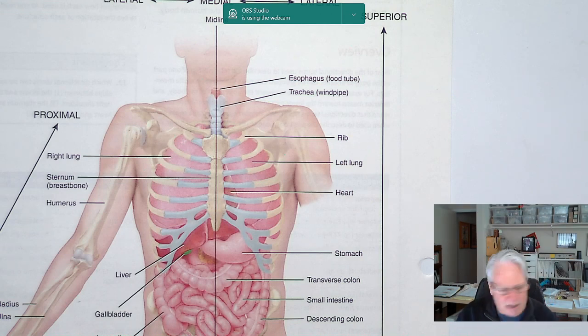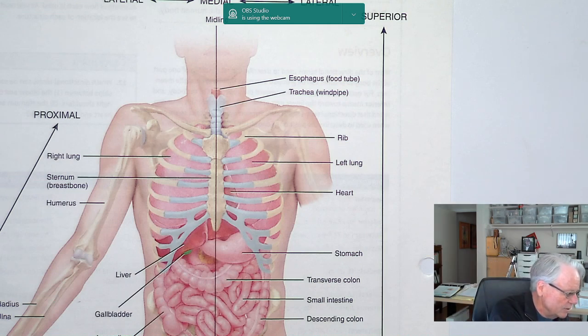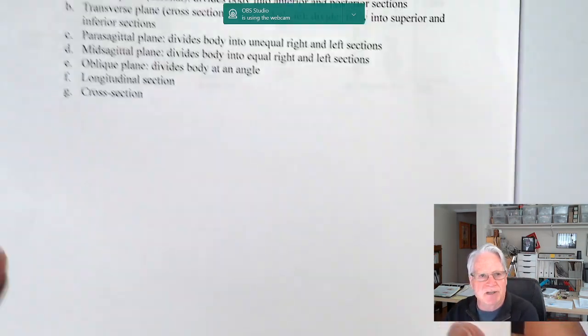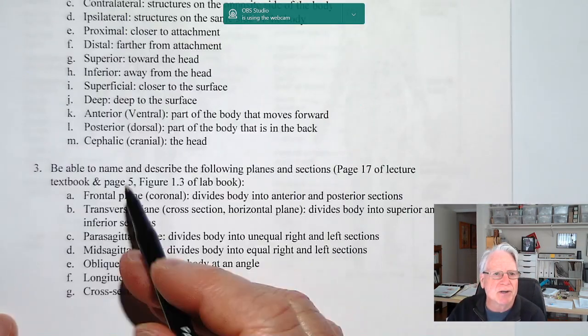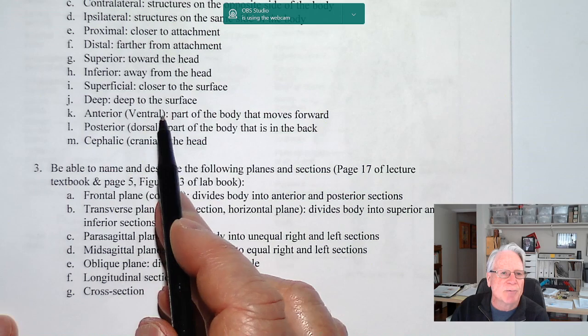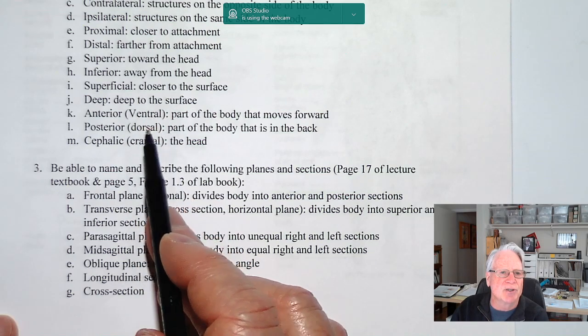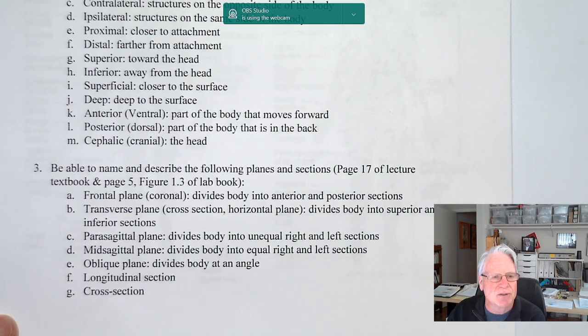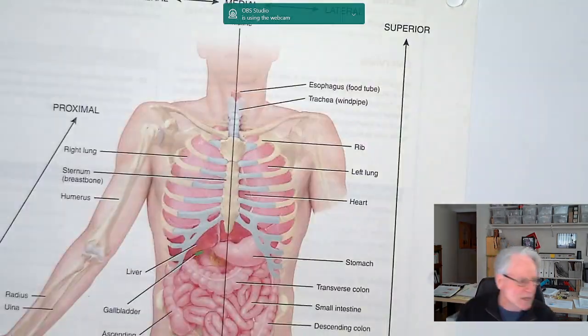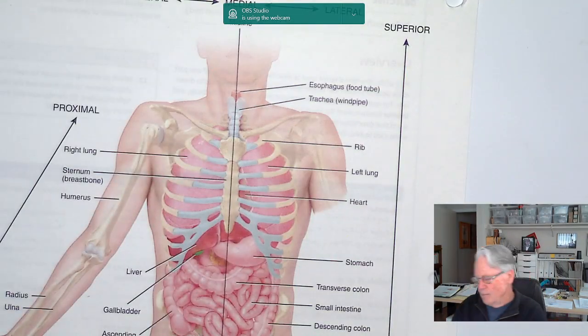Okay. Let's talk about anterior and posterior. Let's come back to those terms. I'll bring them up again so we can look at them. Anterior and posterior, and we're going to connect ventral and dorsal to those two terms. Now, let's take a look at how all of this works out.